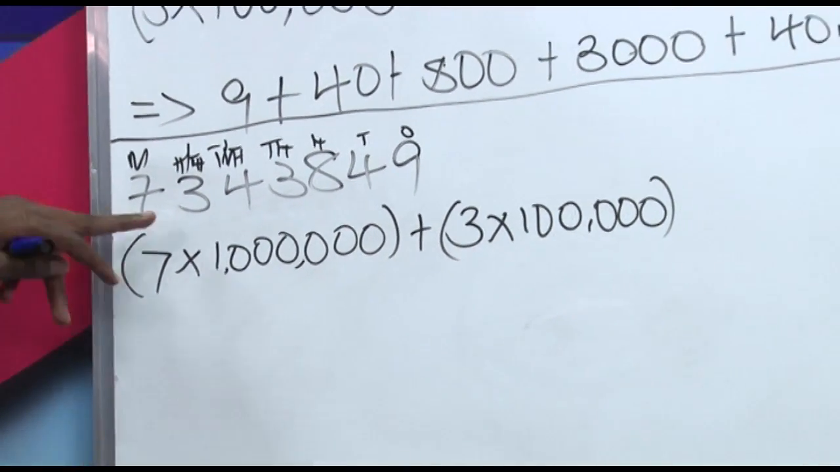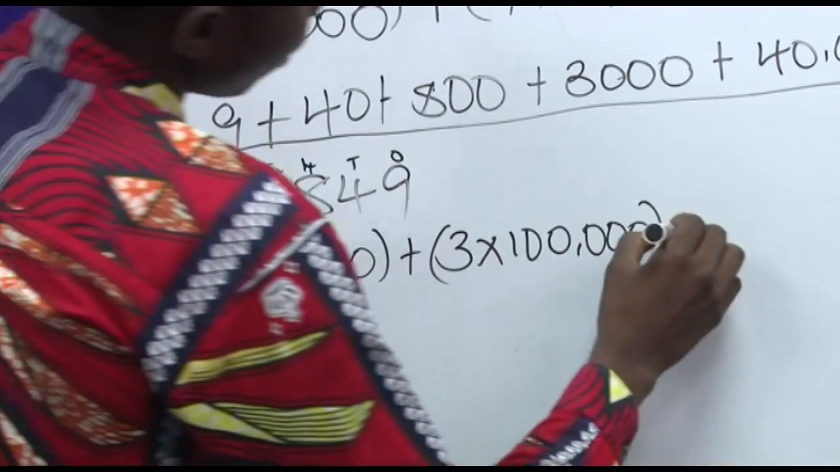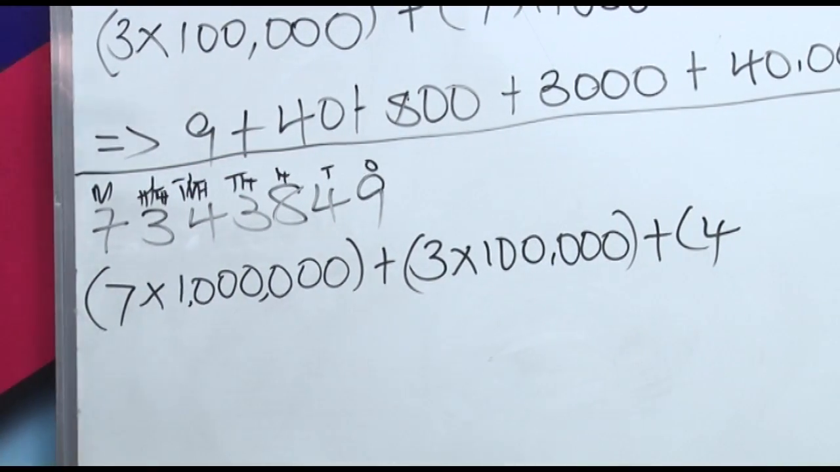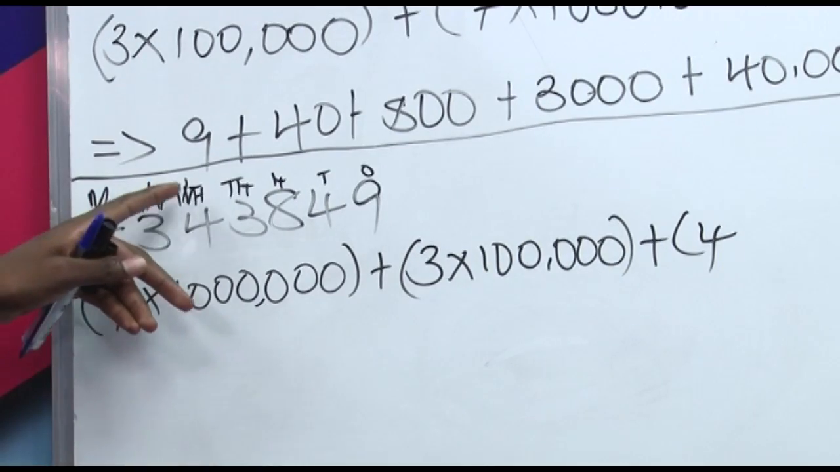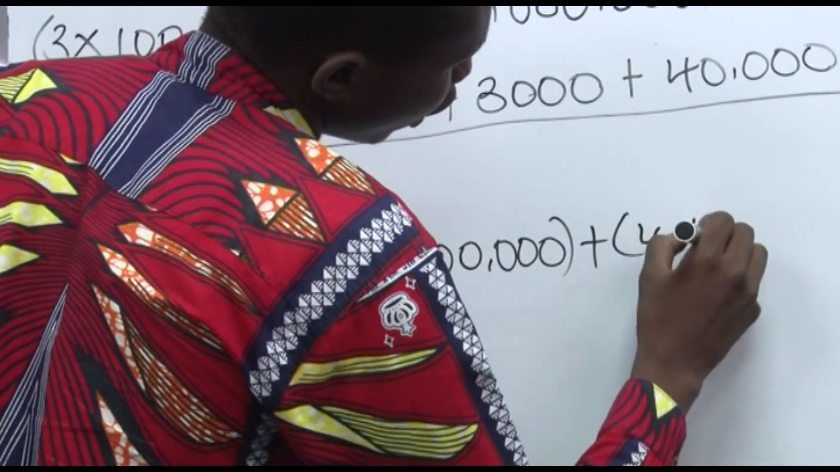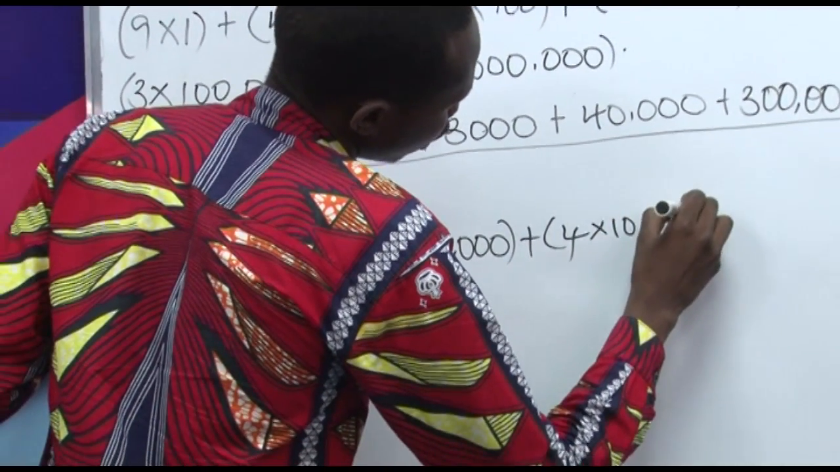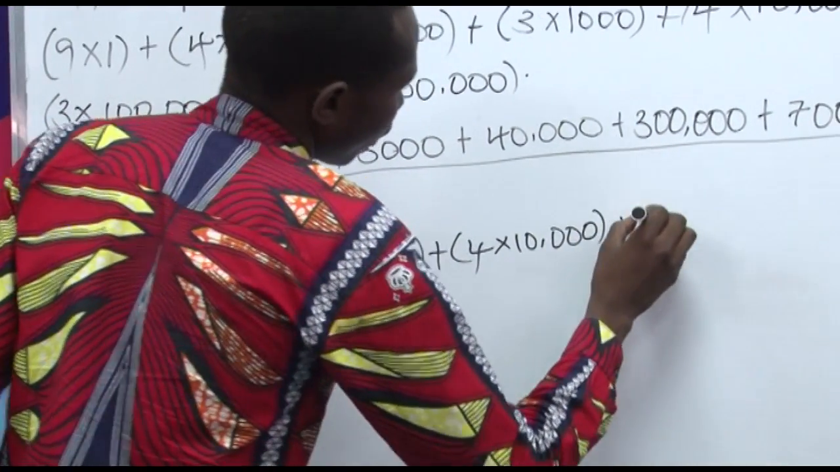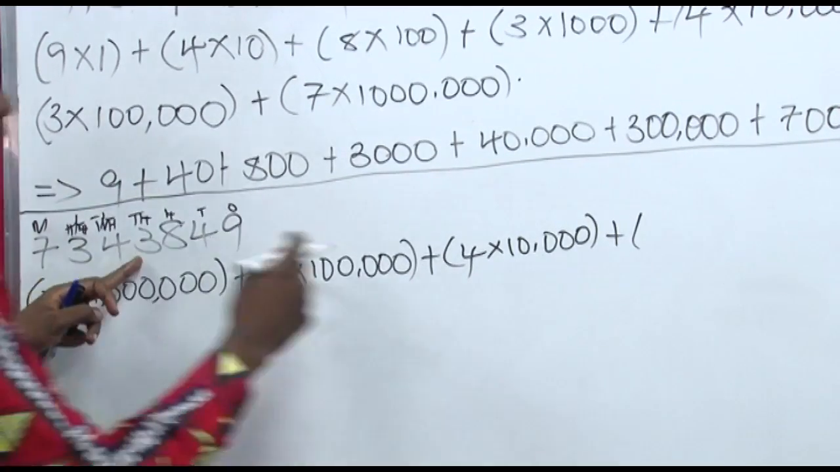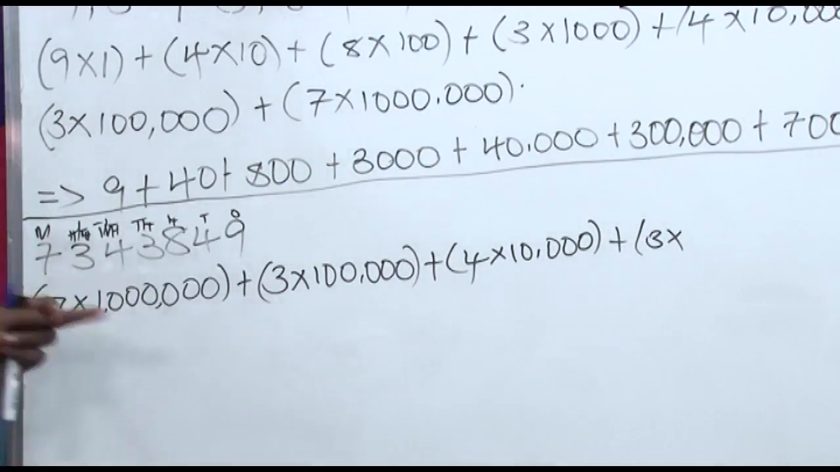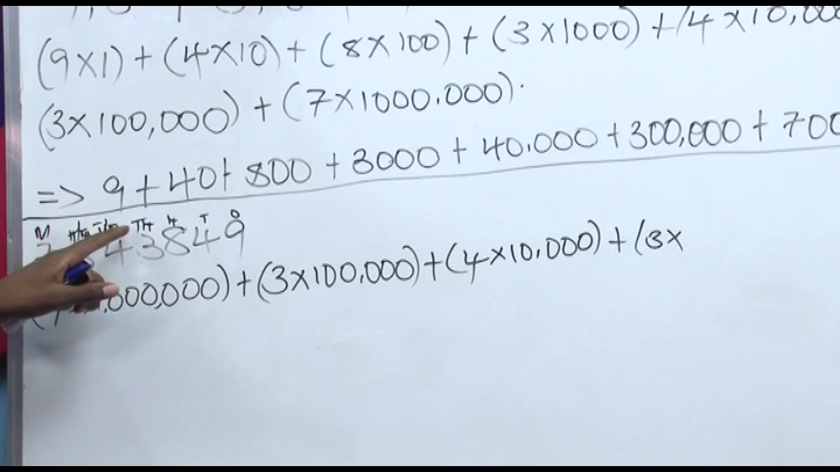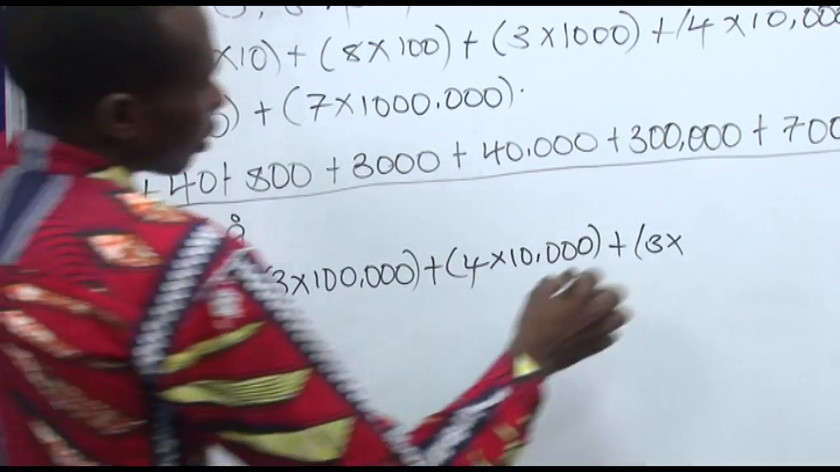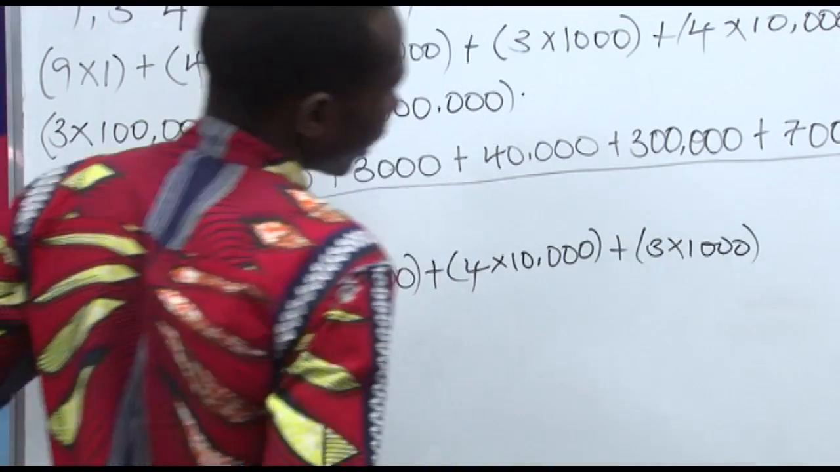Then from 100,000, I'll also have to add 4. I'll say plus 4. Then after adding 4, I'll also ask myself, which place value does 4 belong to? It is 10,000. So I'll have to multiply this by 10,000, its place value. I'm now multiplying by its place value. Then from there, I'll continue and say the next digit will be 3. I'll say plus 3 times the place value. The place value of 3 is 1,000. So we shall have to say 3 times 1,000. The 1,000 is for the place value.